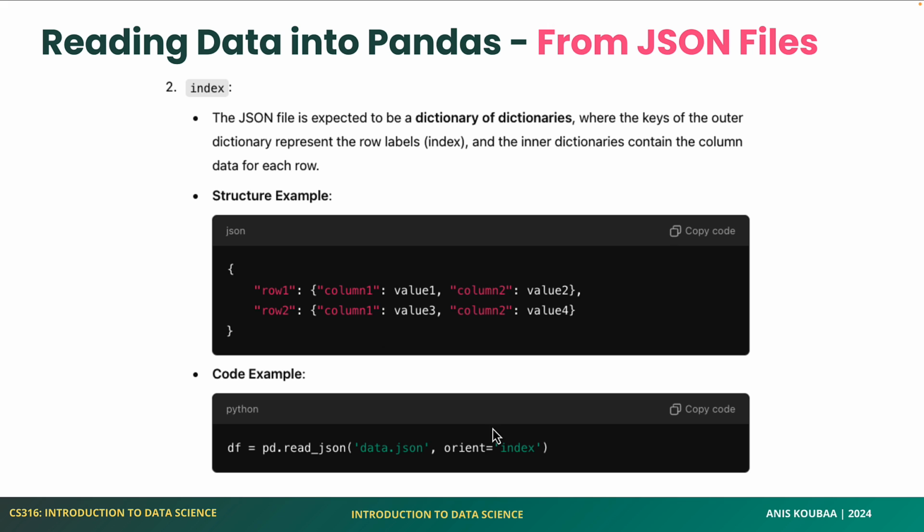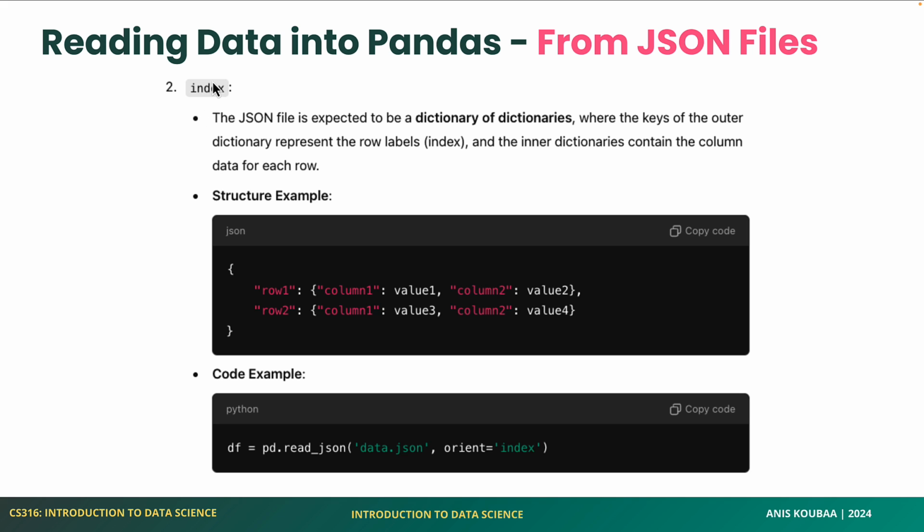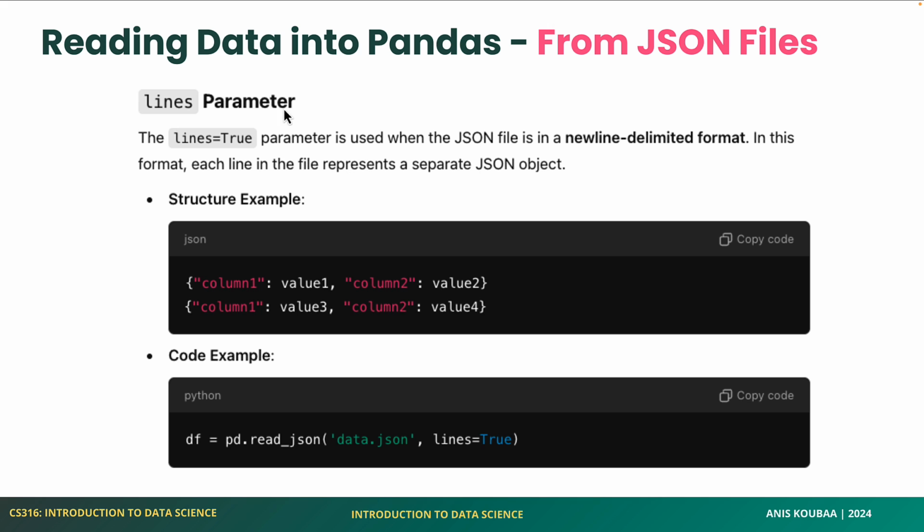Now, another parameter, if you use index, is going to consider it as a dictionary of dictionaries. So this is a valid JSON format, and this is also a valid JSON format. But the way of parsing them and importing them into a data frame will differ. So you need to specify the correct parameter to make the correct import. Is it clear?